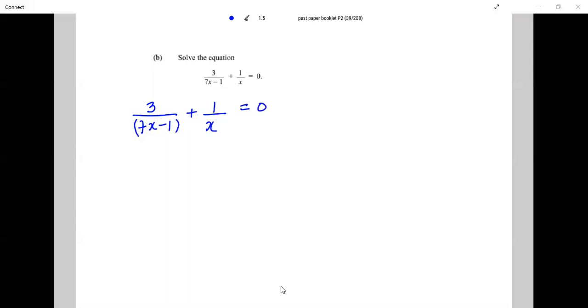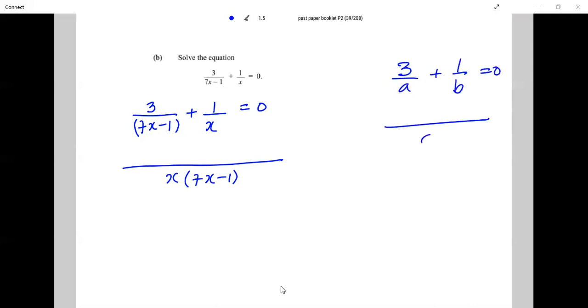All right? So I'm going to find the LCM. The LCM is x into 7x minus 1. So I found the LCM. This is the equivalent of somebody saying 3 over a plus 1 over b. This is the equivalent situation. And the LCM would have been what? ab. It's just that it's not a and it's not b. It's 7x minus 1. I put that in bracket so they can treat it as one number.